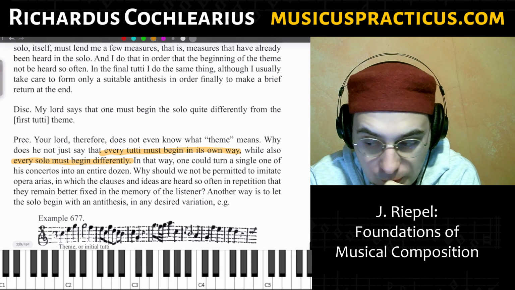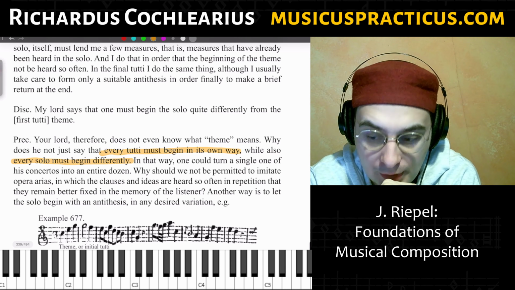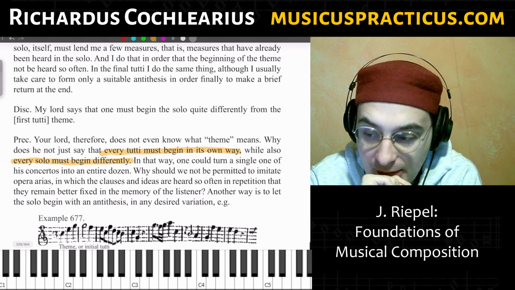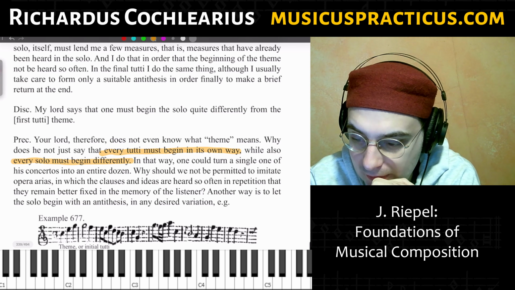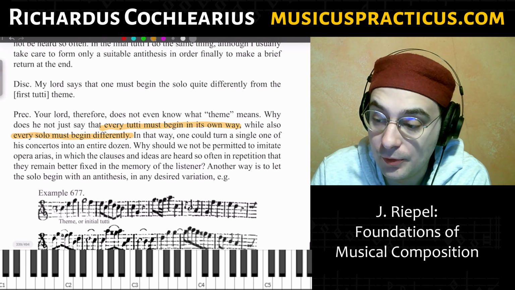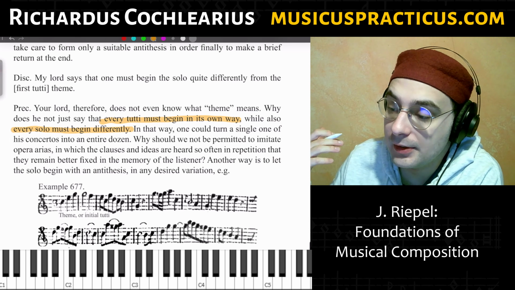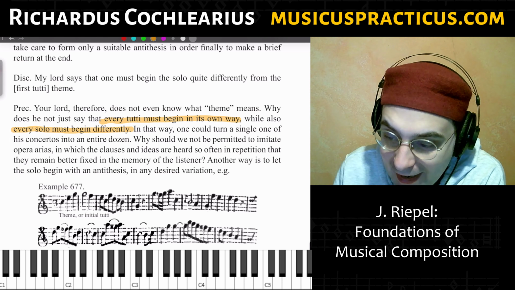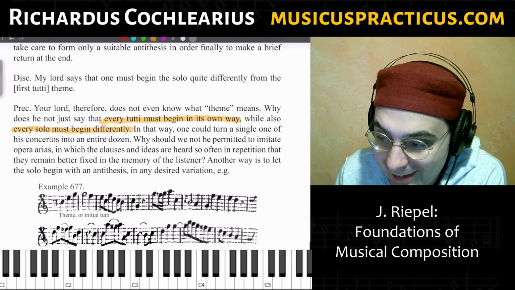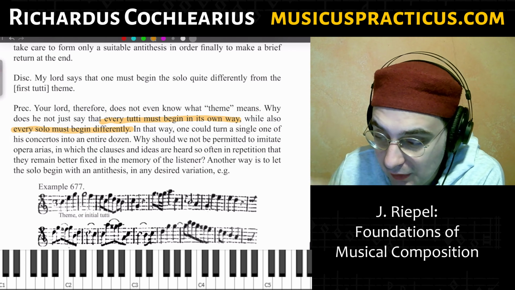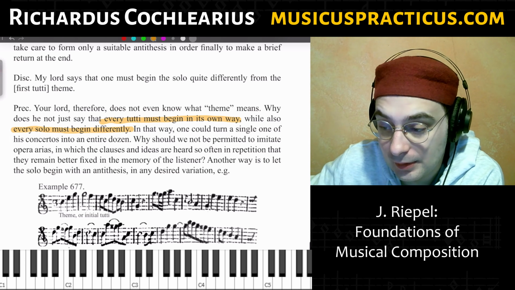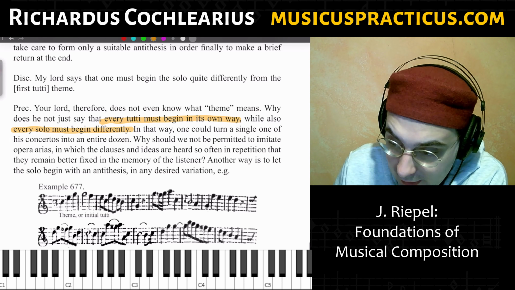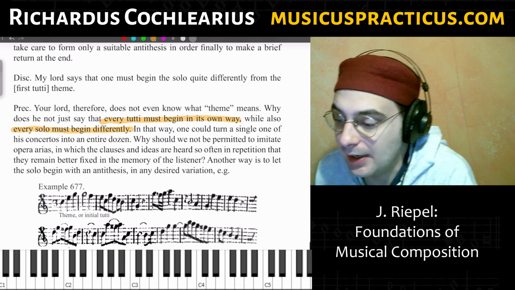Why should we not be permitted to imitate opera arias, in which the clauses and ideas are heard so often in repetition that they remain better fixed in the memory of the listener? Another way is to let the solo begin with an antithesis in any desired variation.